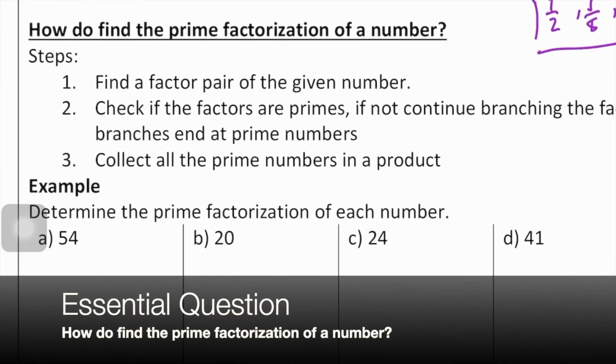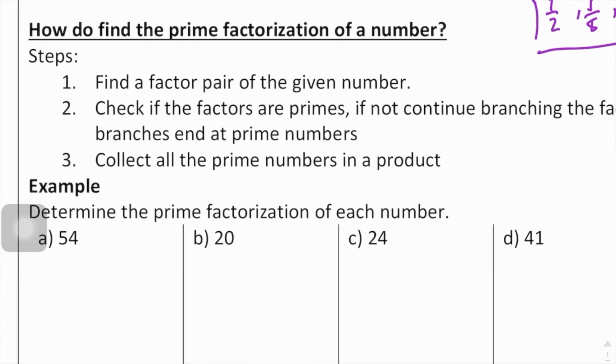All right, how do we find the prime factorization of a number? You've got to find a factor pair. So you got to go back a couple lessons and remember a factor pair is two numbers that multiply to be the given number. And then you want to continuously break down those numbers until you're left with nothing but prime numbers, right? Because it ends there. And then collect all those prime numbers into a product.